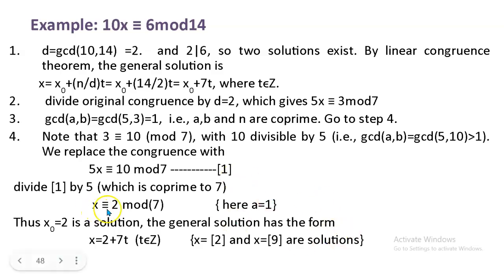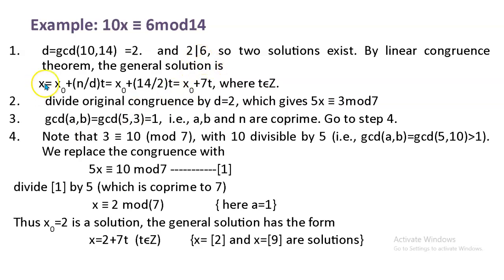Next is to solve this question. 10x congruent to 6 mod 14. So here a is 10, n is 14. We first find the GCD of a and n, 10 and 14, that is equal to 2. GCD is the greatest common factor of 10 and 14, which is 2. Then we check whether 2 divides b, 2 divides 6, that is true. So we have d number of solutions, that is we have 2 solutions here.